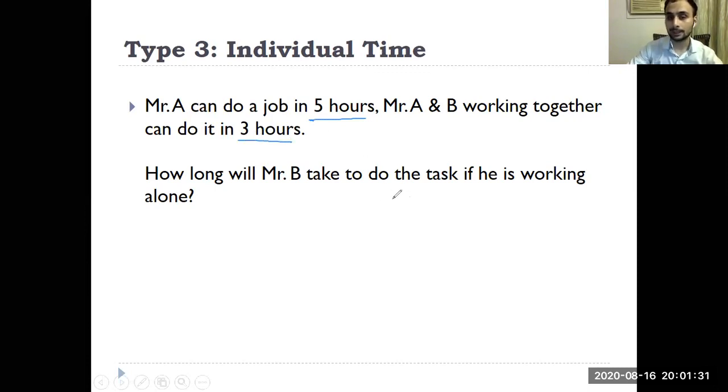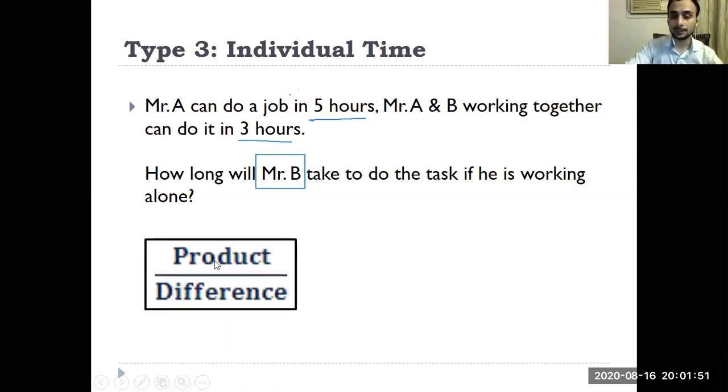So we have the combined time, we have the individual time. What are we required? We are required to have Mr. B ka only time. So we want individual time. Iske liye bhi we have a formula for you guys, and that formula will help you do the question in 10 seconds. What is the formula? It's simply product divided by difference.